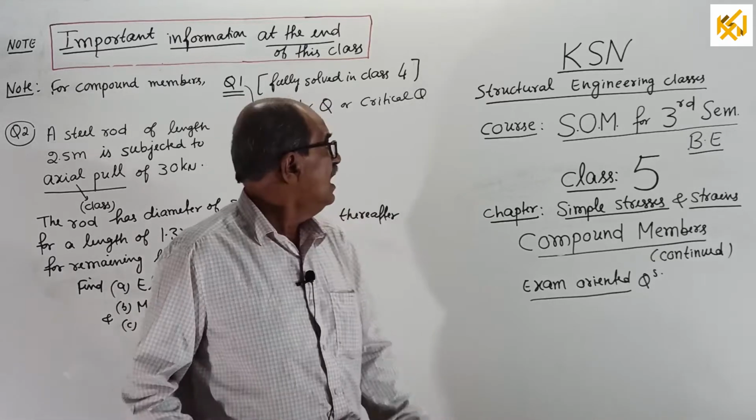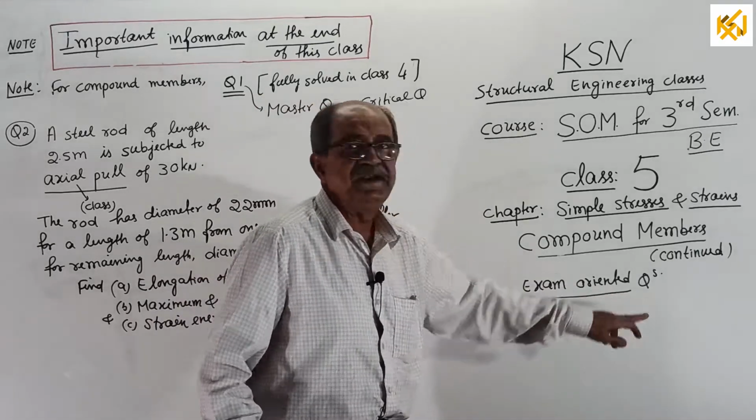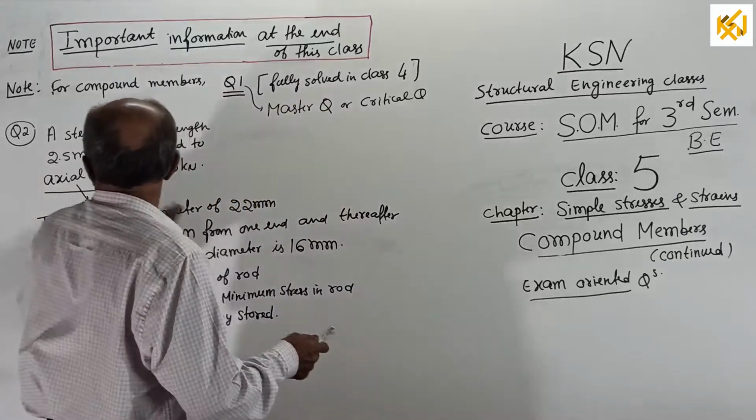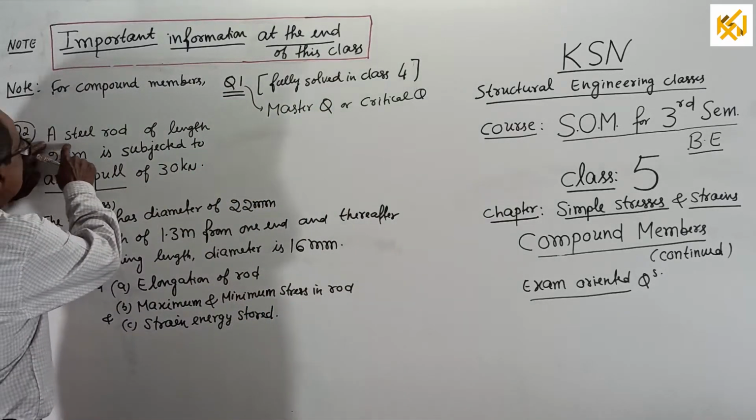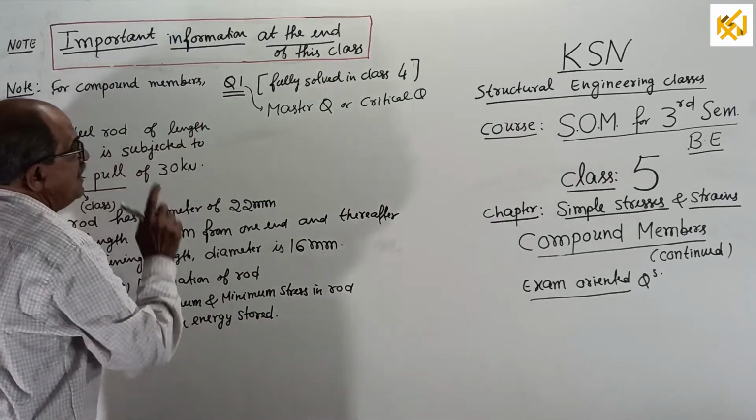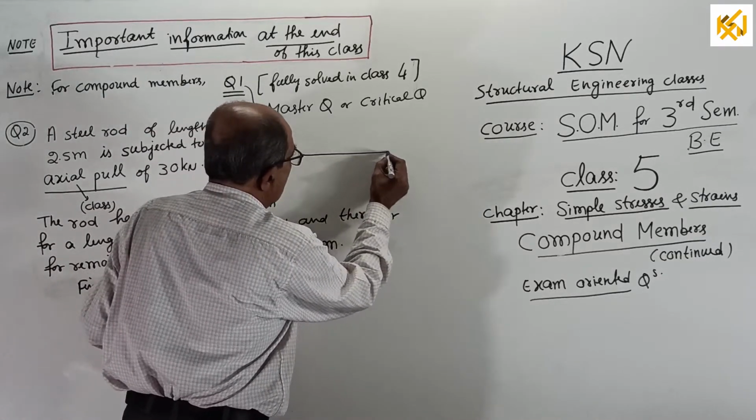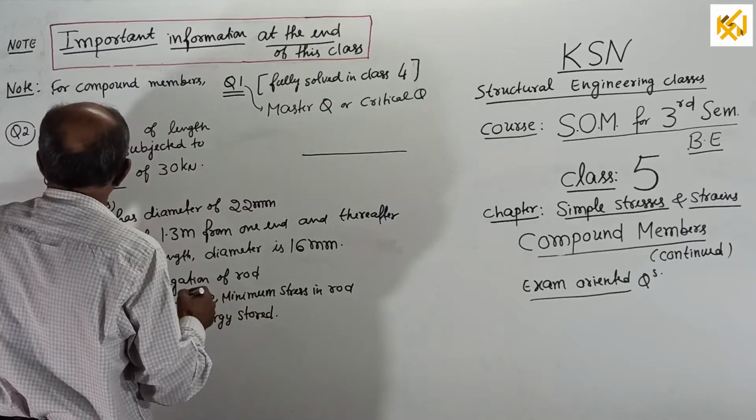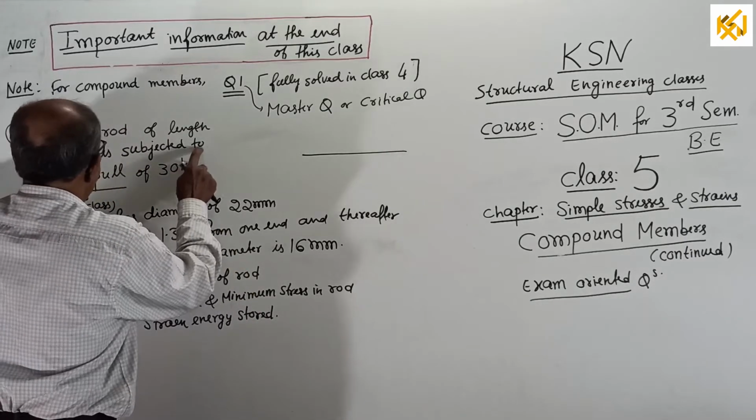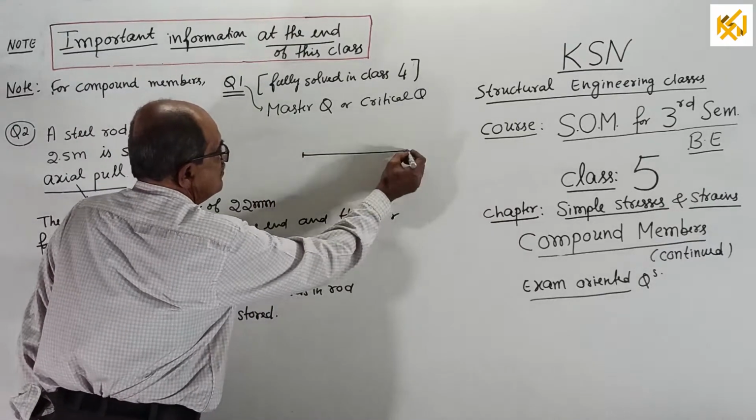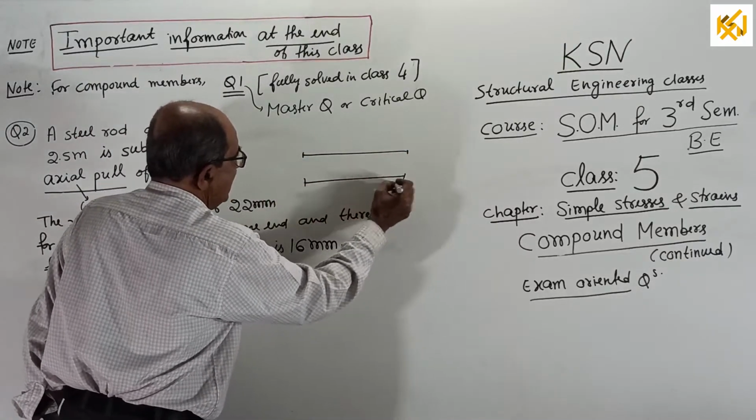Okay, now I will start examination oriented questions, how the question will come in examination. Start. Question number 2. A steel rod of length 2.5 meter. So there is a steel rod. I'll put here, steel rod of length 2.5 meter is subjected to an axial pull of 30 kN. Now, 1 minute. This length is 2.5 meter. See the question correctly.